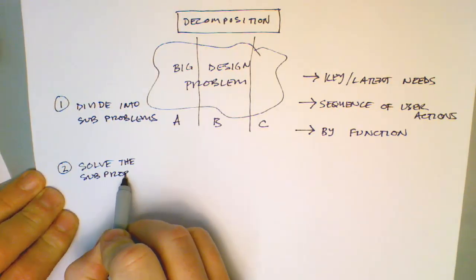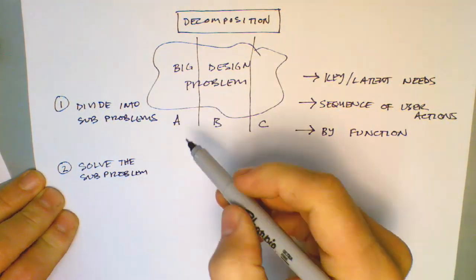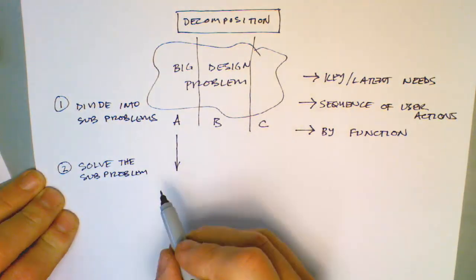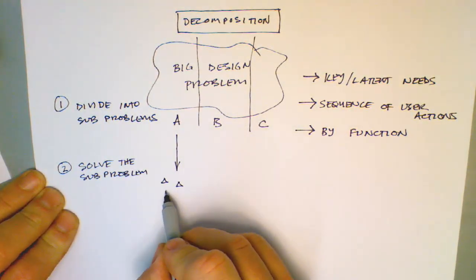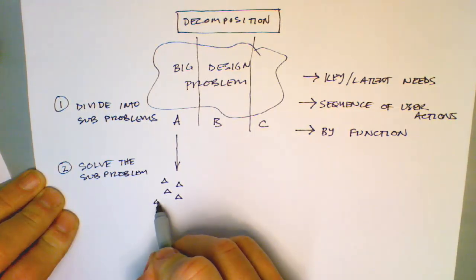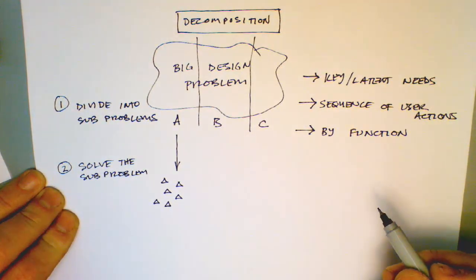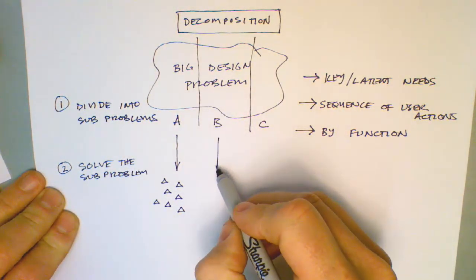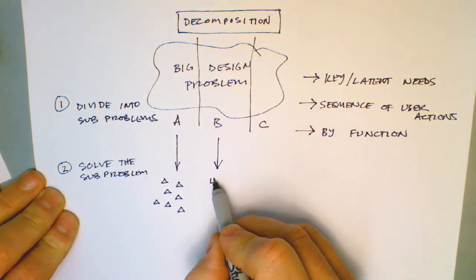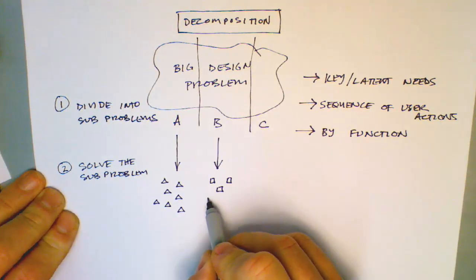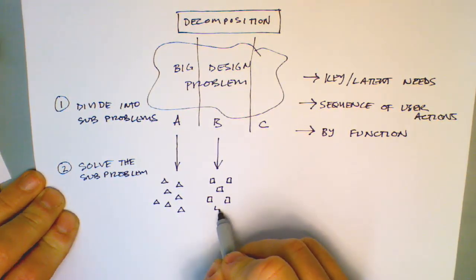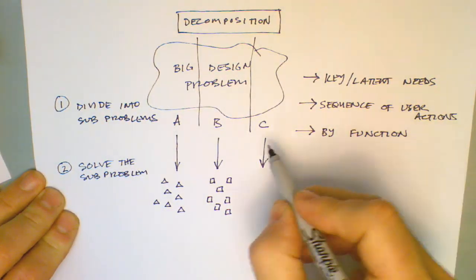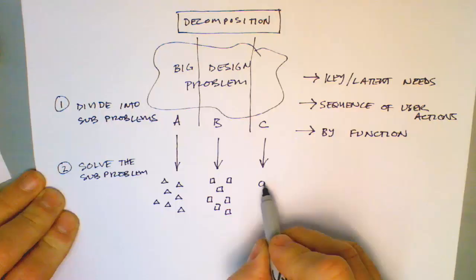The idea is, considering only the subproblem in isolation, what are some possible concepts that would be responsive just to that subproblem? And so you solve subproblem A, you solve subproblem B, and you solve subproblem C, or however many subproblems you have.